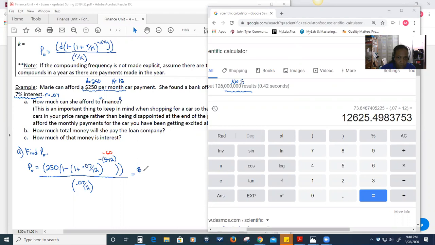So again, mechanically, you've done this before. These are familiar punches. Let's see, 498, so that's 50 cents. So this is the amount she can borrow in the first place. All right. All right. Part B.